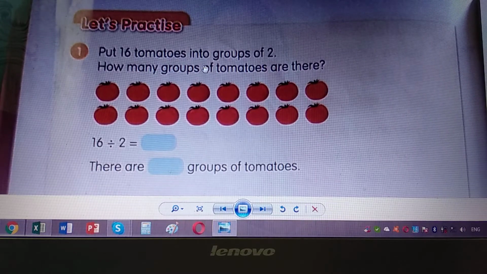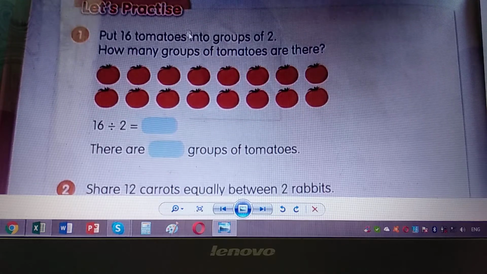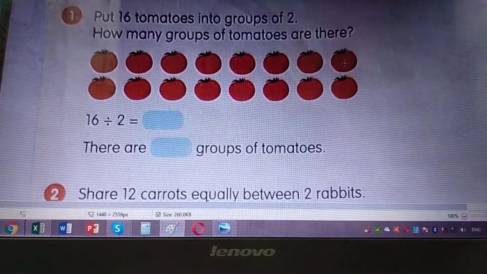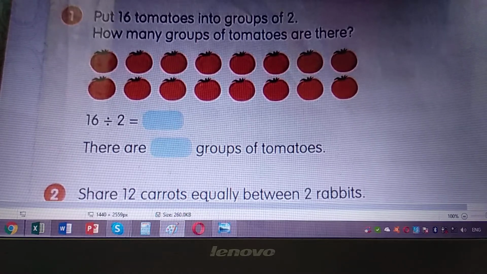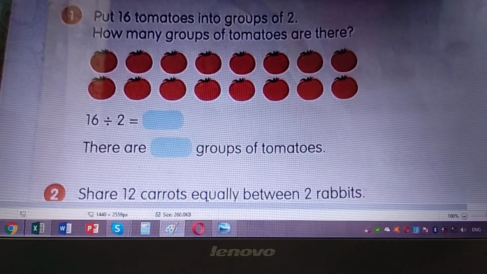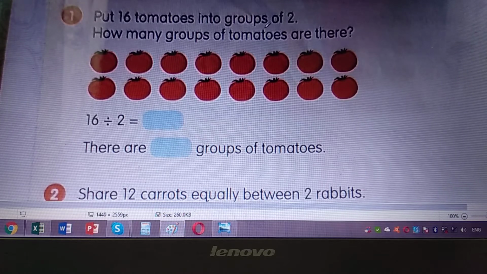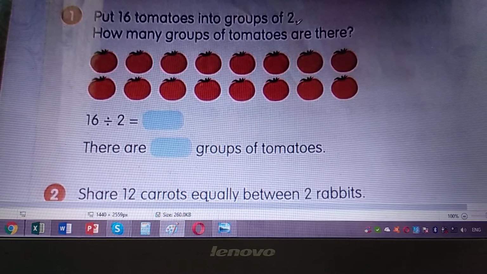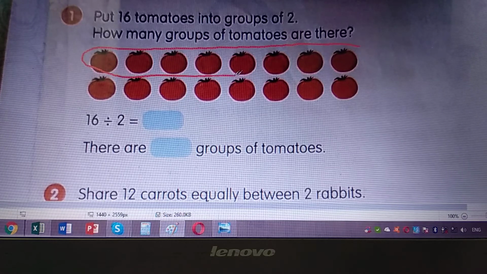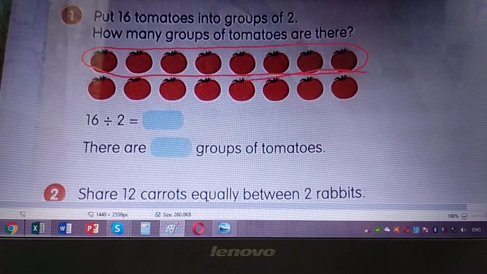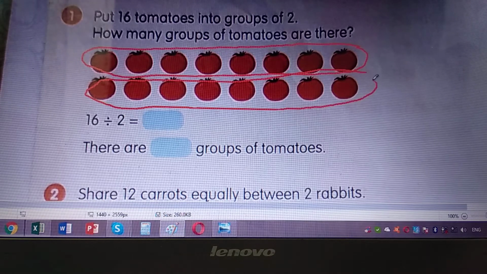Put 16 tomatoes into groups of 2. So now we have only 2 groups. No need to be confused there. If you don't remember in table 2 what times 2 equals 16, you can circle as well. So how many groups? 2 groups. So you just circle these tomatoes into 2 groups. See, there's 1 group. Make sure each group has the same number of tomatoes.